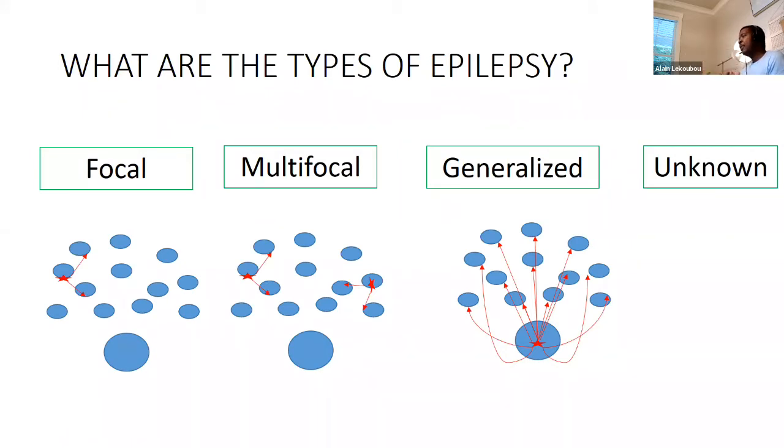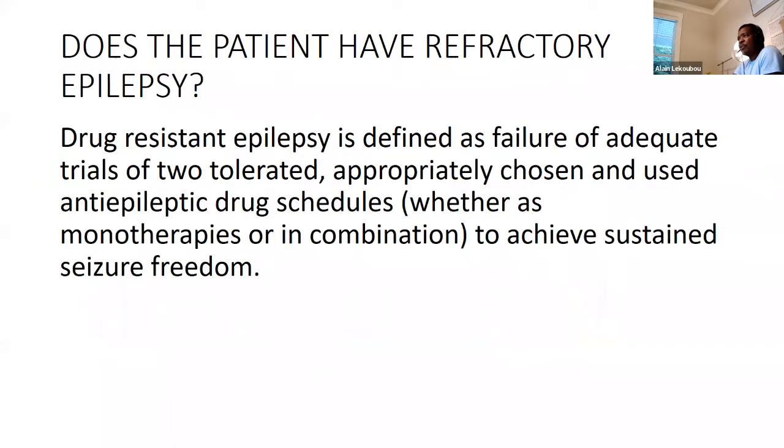this diagram to choose your seizure medicine, because there are seizure medicines that work for focal epilepsy that would not work for generalized epilepsy, and that can actually worsen your generalized epilepsy. So you use this diagram to decide what anti-epileptic drug to give to the patient. And you do it. You try one, two, three, four seizure medicines, and nothing works. And then you ask yourself, does the patient have refractory epilepsy?